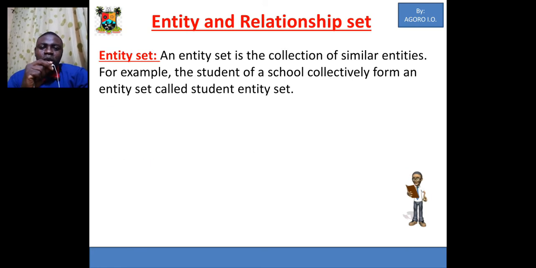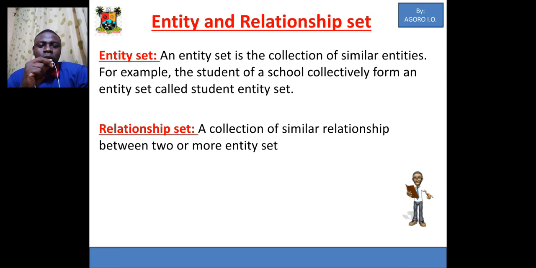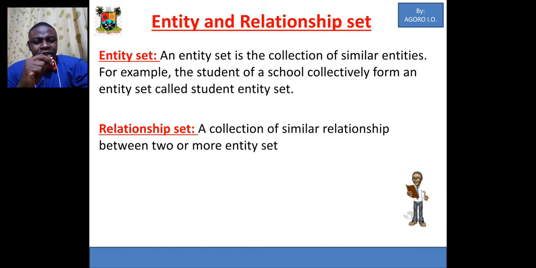What is entity set? An entity set is a collection of similar entities. For example, the students of a school collectively form an entity set called student entity set. In this case, when you have two or more entities, they will form an entity set. What is relationship set? Relationship set is a collection of similar relationships between two or more entity sets.